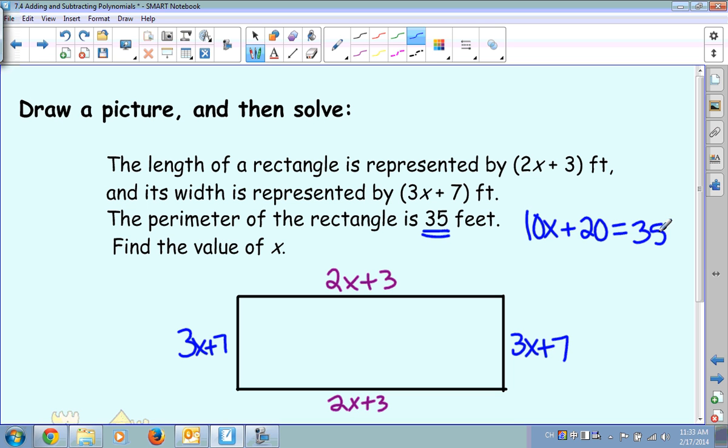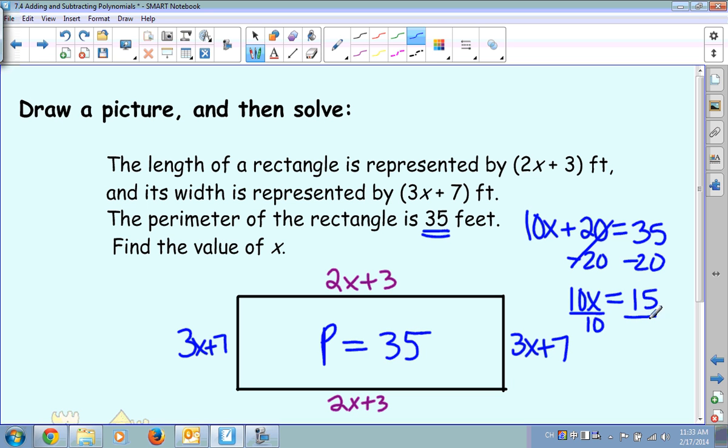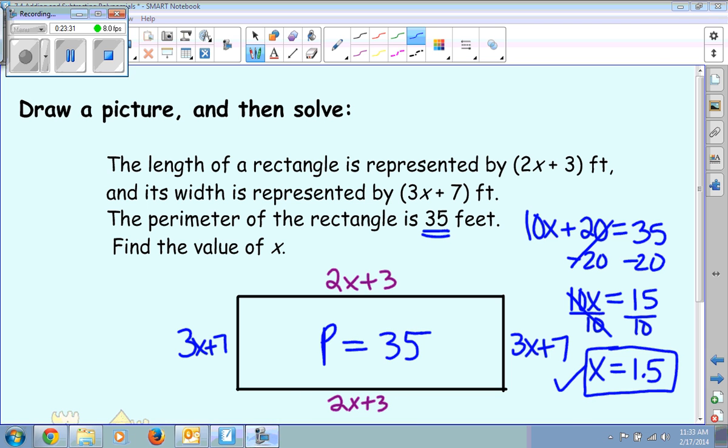And this is a nice and easy solving problem. The perimeter of this whole thing is 35. So all we did was add up all the sides to equal it to 35. So subtract 20. So 10x is equal to what? 15. Divide by 10. 1.5. There you go. 15 divided by 10 is 1.5. And let's see if we answered everything. Find the value of x. We did. All right. Any questions?